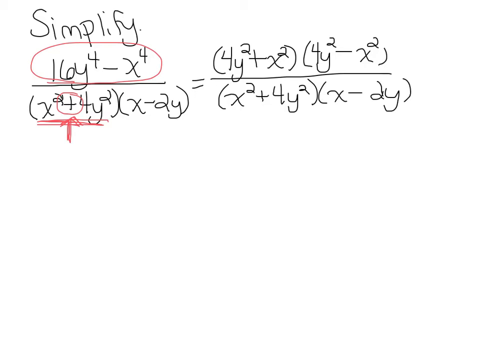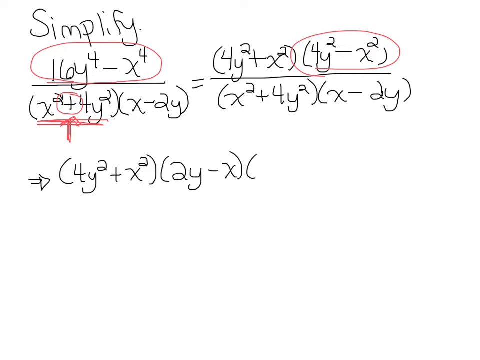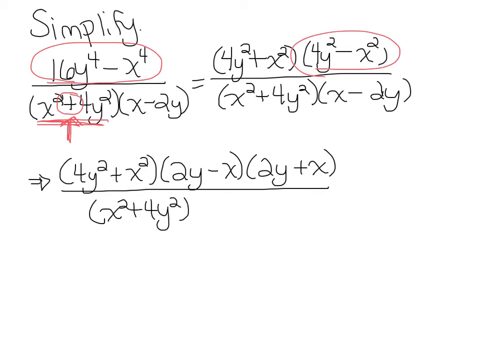Notice that I have another polynomial that can be factored again. This polynomial is a difference of squares, so let's factor that one again. Now at this point, let's go ahead and see what we can cancel out.